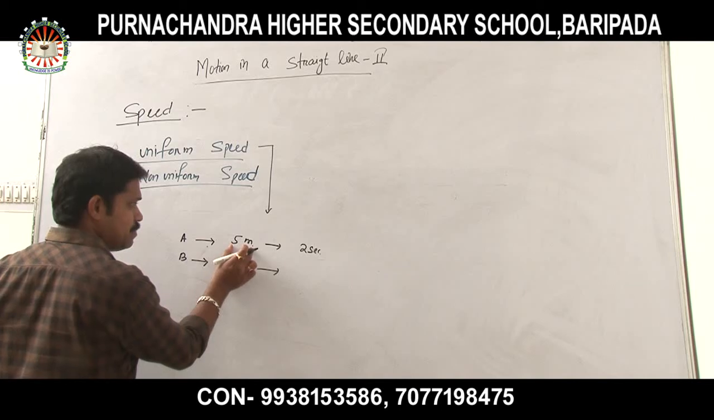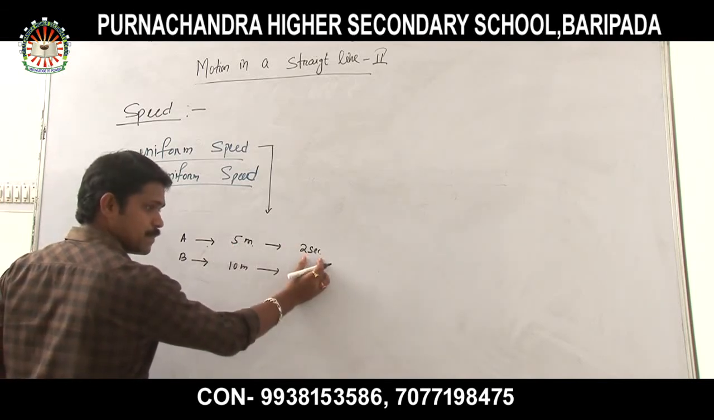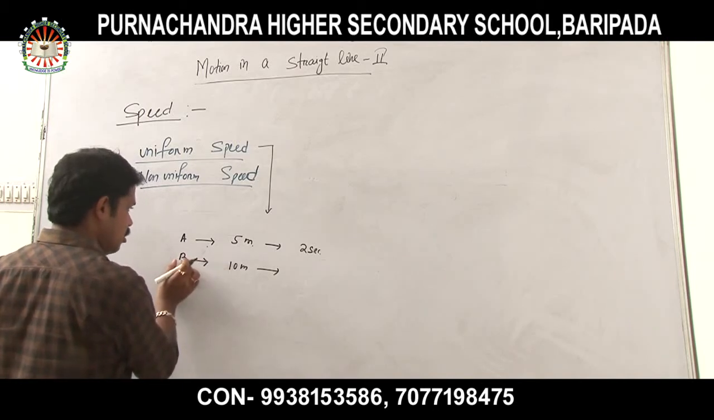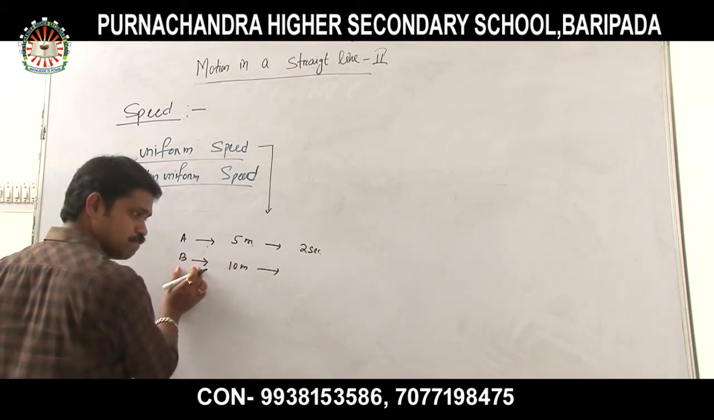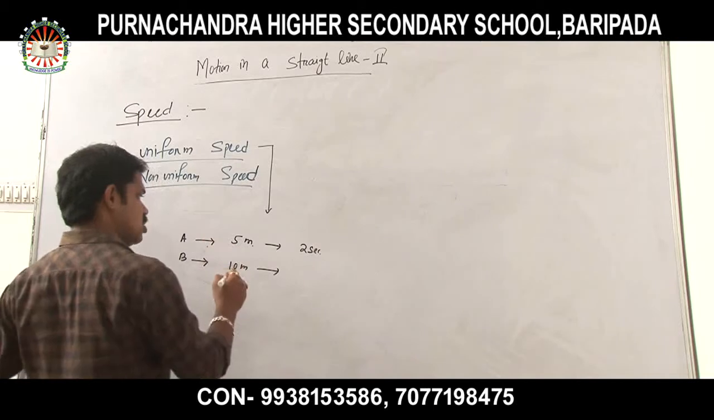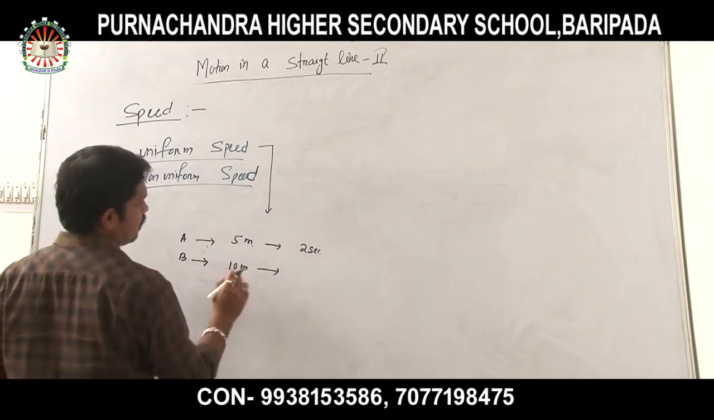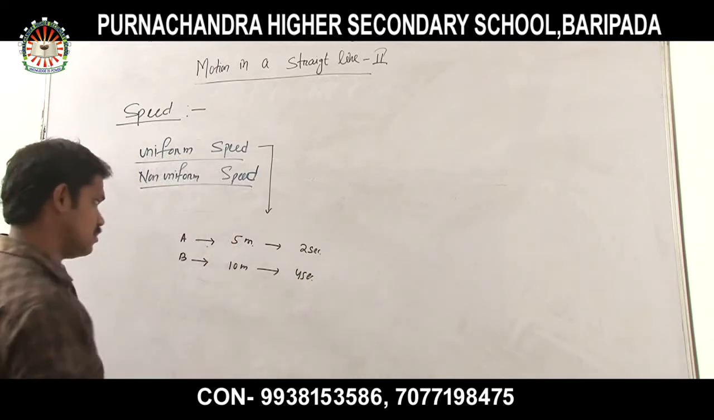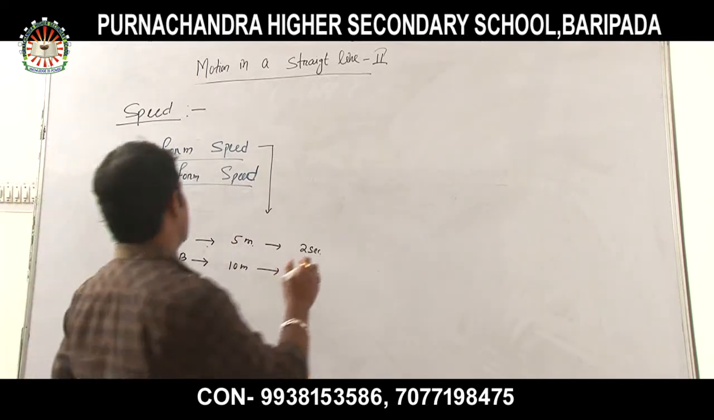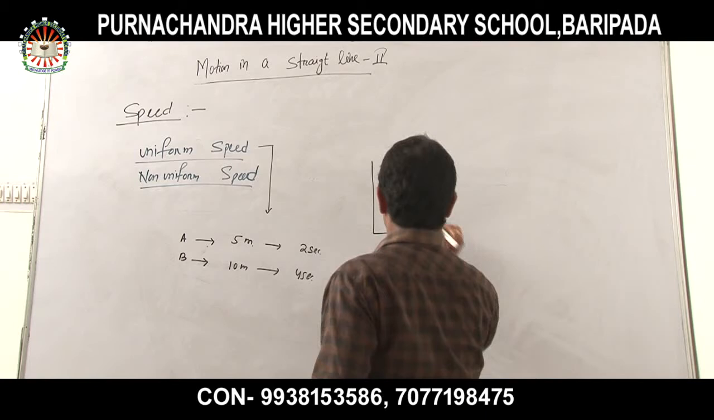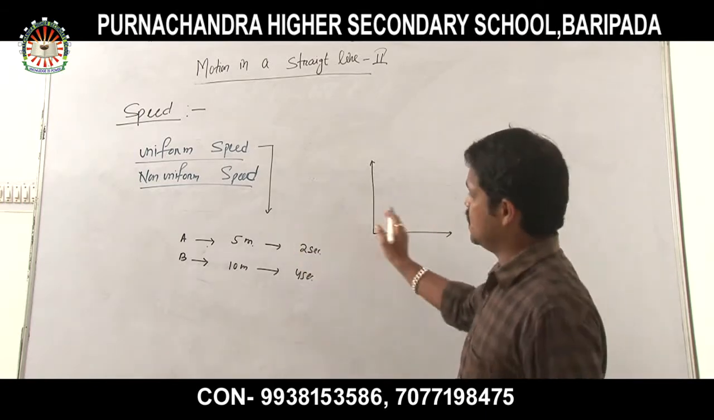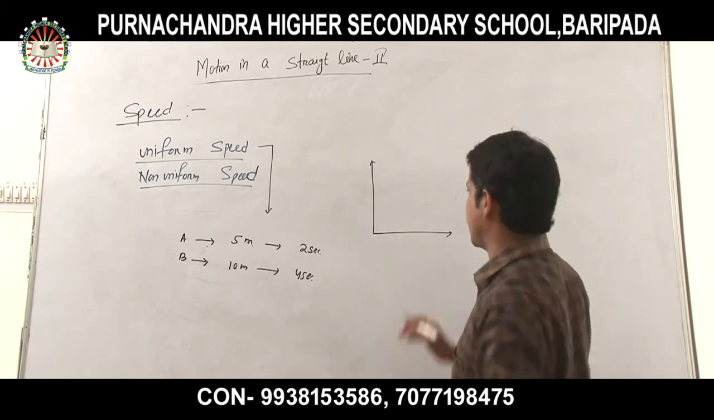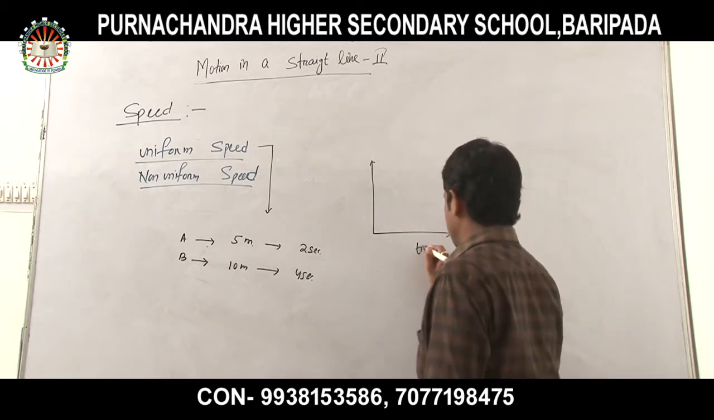So this one covers 5 meters in 2 seconds. And suppose object B will also cover 5 meters in 4 seconds. Look at it very carefully. So if I represent this graphically, that type of graph is called a distance versus time graph. What is it called? Distance versus time graph.